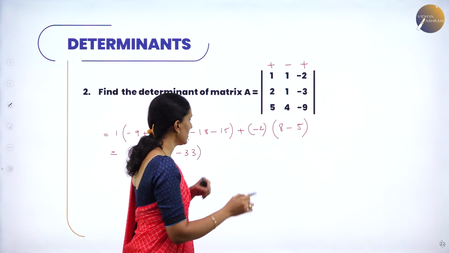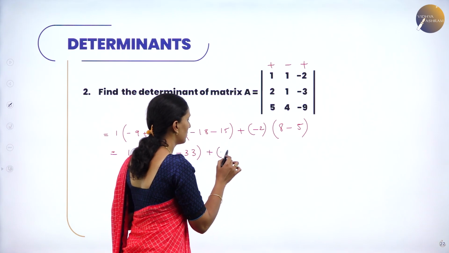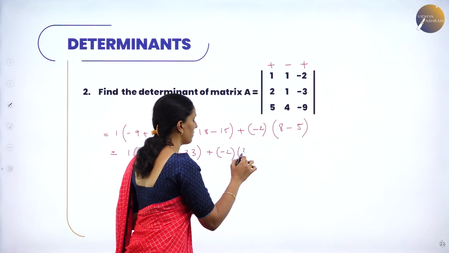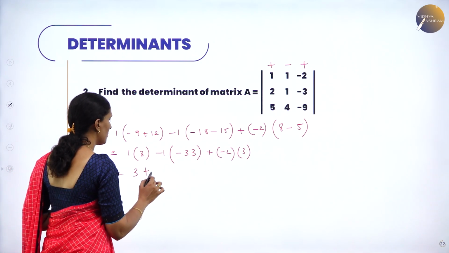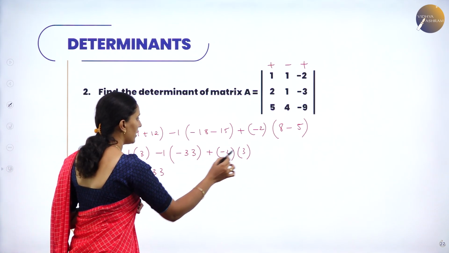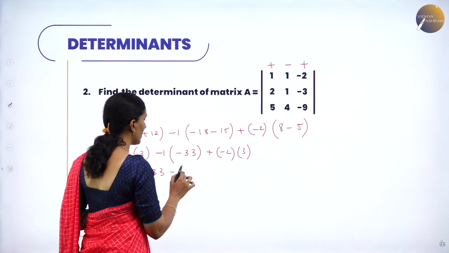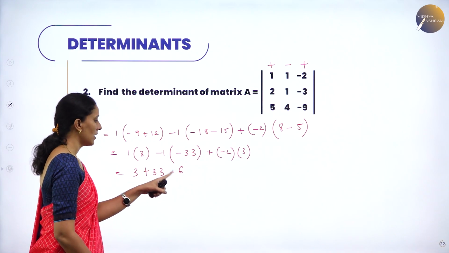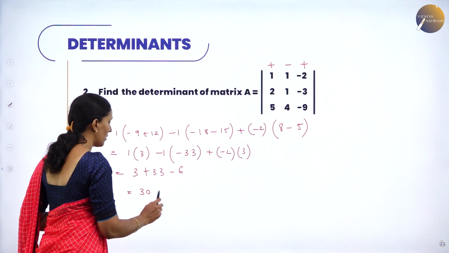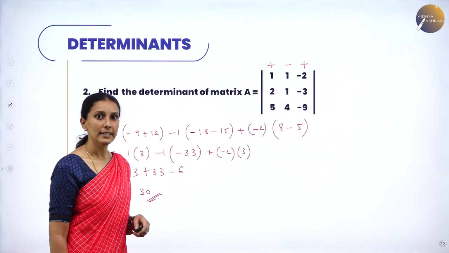Next, we have minus 2 here. And here we have 3. So, we have 1 3's are 3. Minus into minus plus 33. 3 2's are 6. We have minus 6. So, 33 plus 3 is 36. Minus 6 is 30. So, therefore, the value of the determinant is 30.